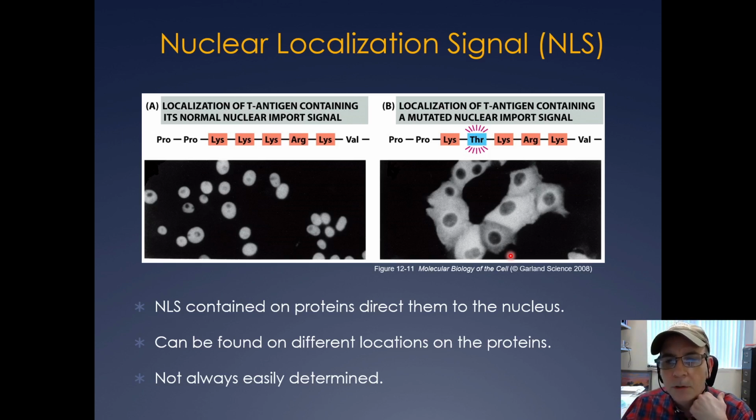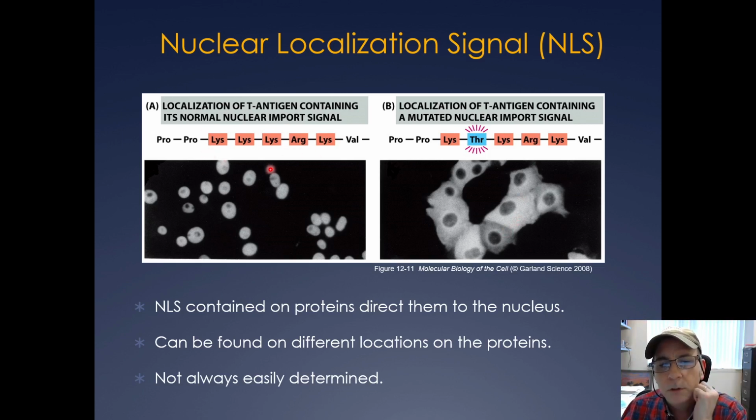And like I said, we covered the nuclear localization sequence already. Here's a classical one: lysine, lysine, lysine, arginine, lysine. And you can see if you just put this signal on a random protein, it will actually enter into the nucleus. So here are stained nuclei, and this is the T antigen containing a nuclear import signal, and it gets brought in. And if you mutate that signal, all of the protein is out in the cytosol. It doesn't get imported in. Okay, and in the case with nuclear localization sequences, this is a very easy one to spot.